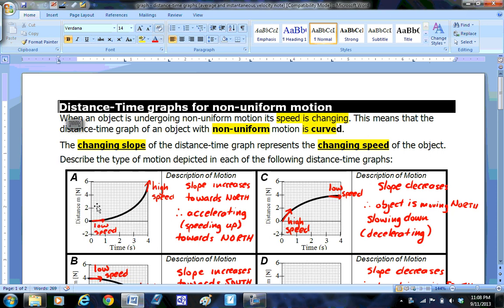Alright guys, today what we're looking at is how to describe motion when the object is changing its motion. It's speeding up or it's slowing down. When that happens, you'll notice that all of these graphs here are curved. That means that when you've got changing speed or non-uniform motion, the slope of a distance time graph is curved. So a changing slope means that there's a changing speed for that particular object.